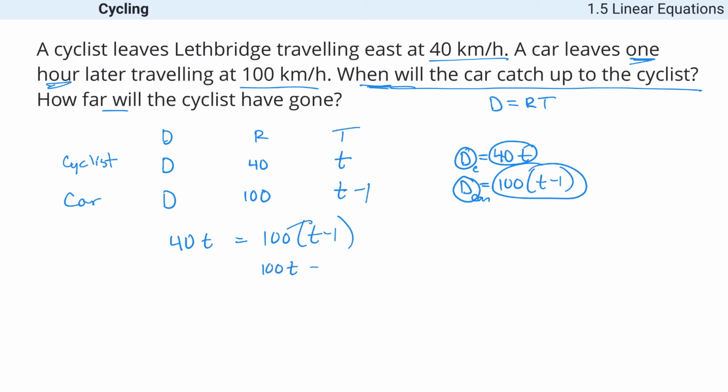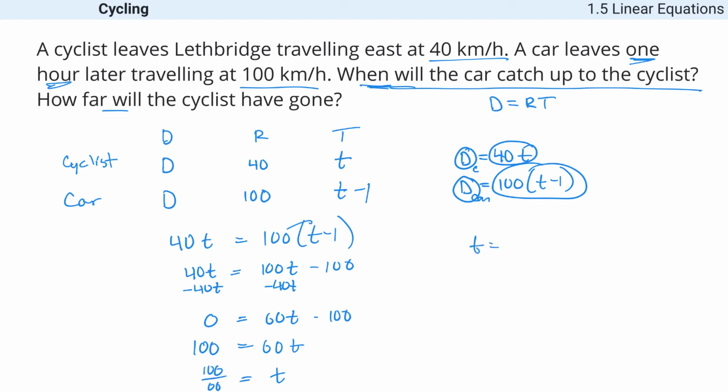So 100t minus 100 is equal to 40t. And I want to collect like terms, so why don't we subtract 40t on both sides? So I'll get 60t minus 100 is equal to, oh, there's nothing there, 0. Let's add 100 to both sides. And then let's divide both sides by 60. So it'll be 100 divided by 60, which would be 10 over 6, which would be 5 over 3, which is 1 2/3, or 1.67 hours.